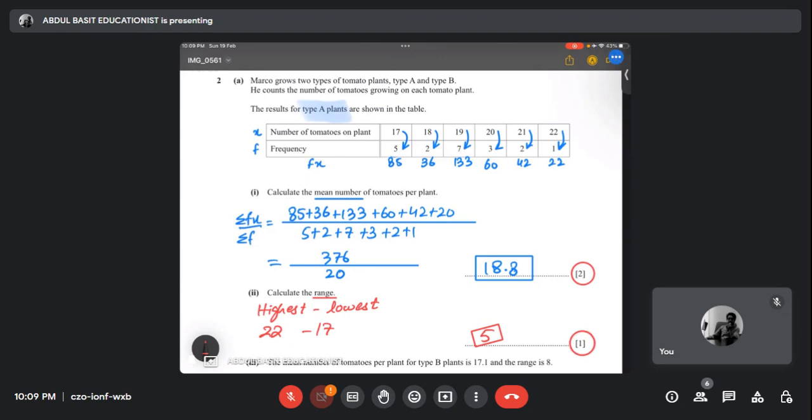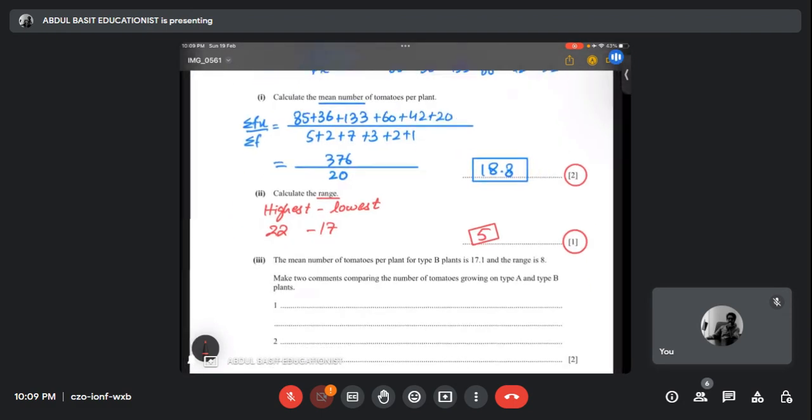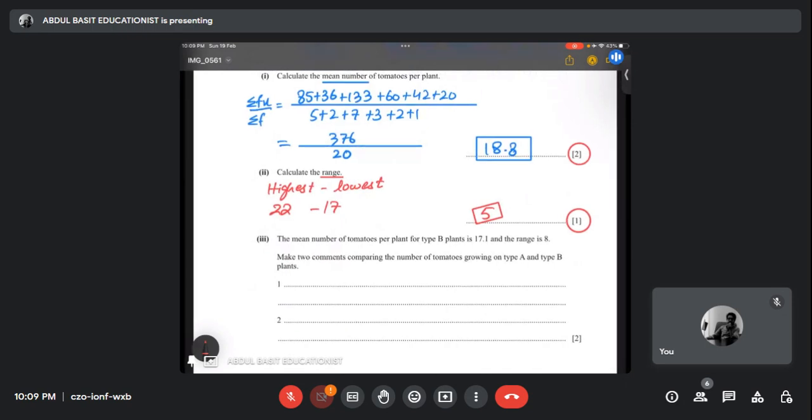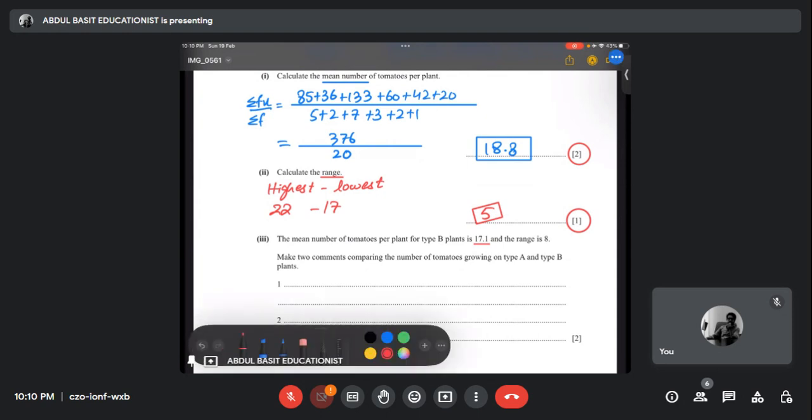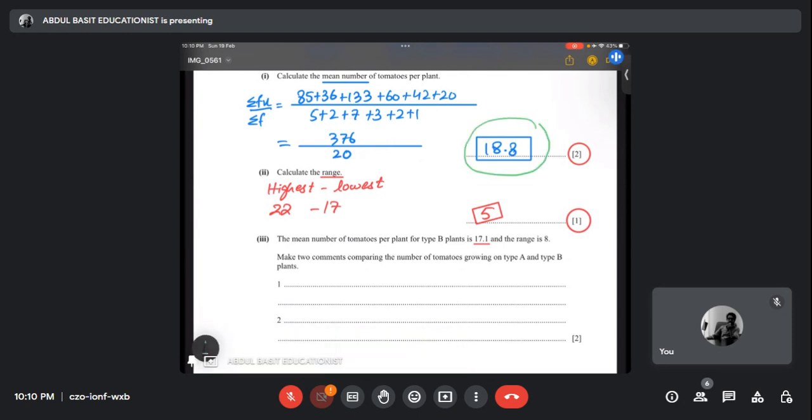Now it's a question. They say that the mean number of tomatoes per plant for type B is 17.1. So remember that for plant A, we have 18.8, and the range is 5. But the range for plant B is 8. Make 2 comments comparing the number of tomatoes growing on type A and type B.